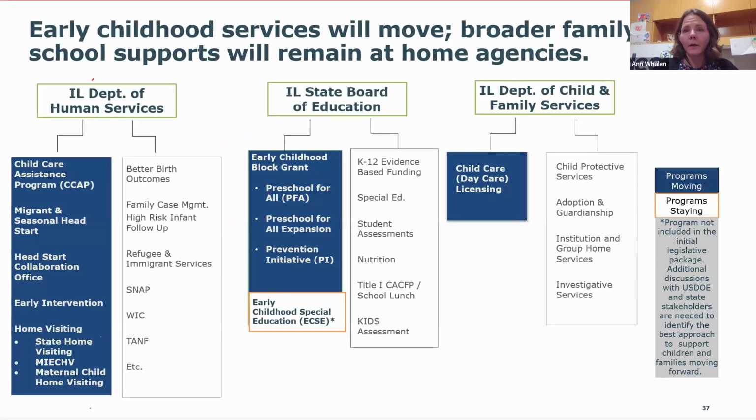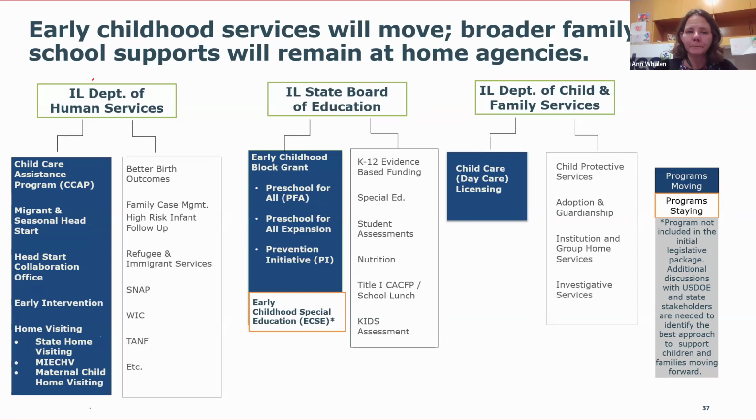Next slide, please. So as part of the commission report that I referenced in the earlier slide, there was a proposal to move the early childhood programs under a new single agency. And the programs being proposed to move are those in blue. From the Department of Human Services, it's the Child Care Assistance Program, or CCAP, the Migrant and Seasonal Head Start, the Head Start Collaboration Office, and then the 3 home visiting programs administered by the Department of Human Services. In the State Board of Education, it is the Early Childhood Block Grant, and that includes the Preschool for All expansion, as well as Prevention Initiative.